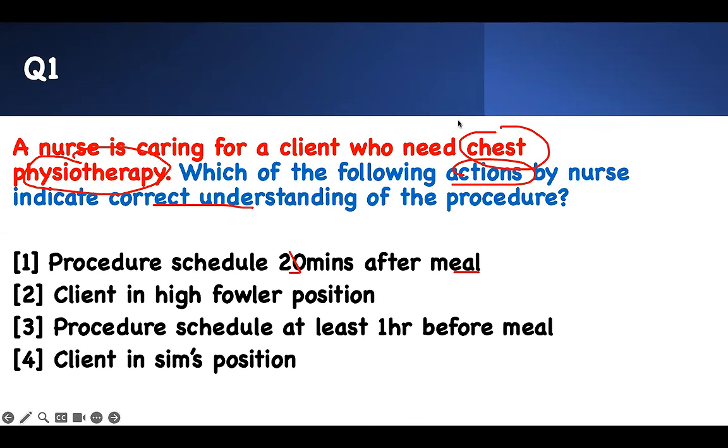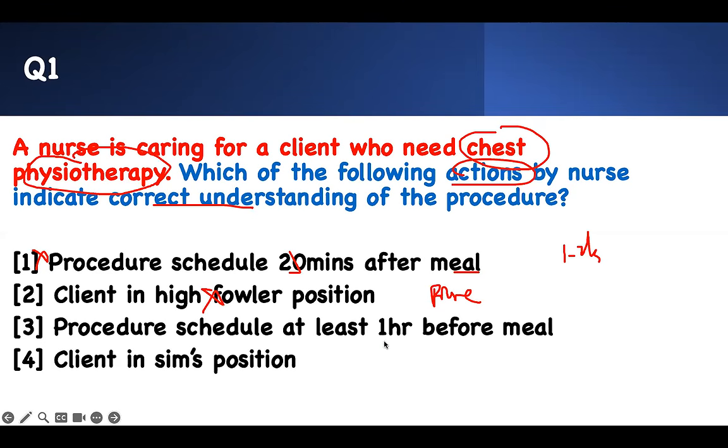Well, most of the time, chest physiotherapy, they're going to be prone. You want to wait at least 1 hour to 2 hours before you do this procedure after they eat. So the best way is not to eat at all. Do the chest physiotherapy, then you let them eat, right? So 20 minutes is the wrong answer. Client in high power position, they're usually in the prone position and their back is being hit on in order to break down mucus. So high power is wrong.